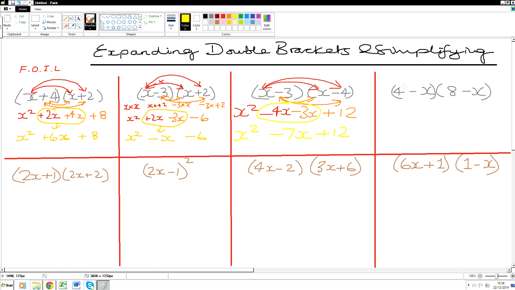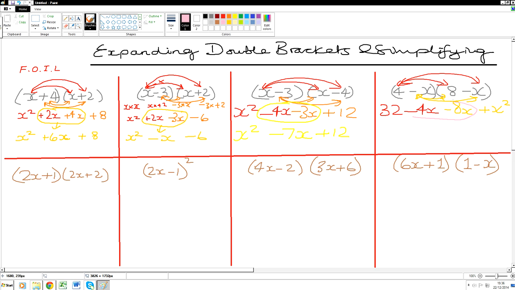Okay, next one. So we multiply the front two. 4 times 8 is 32. We multiply the outside two of the brackets. 4 times minus x is minus 4x. Then we multiply the inside two. Minus x times 8 is minus 8x, not 8x. Then we multiply the last two in each bracket. Minus x times minus x is plus x squared.